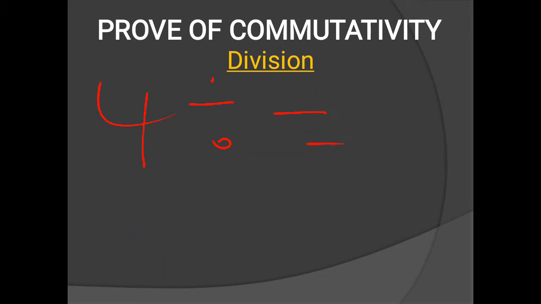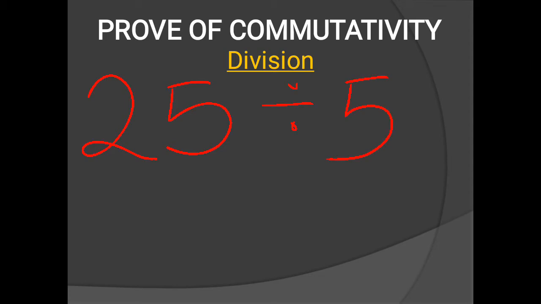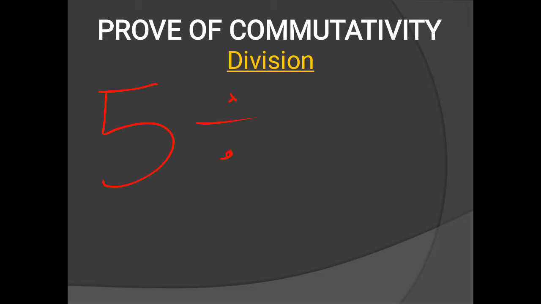Similarly, if I have 25 divided by 5, 25 divided by 5 will give me 5. But then if I have 5 divided by 25, that is going to give me 1 over 5, 1/5. 5 divided by 25 is going to be 1/5.